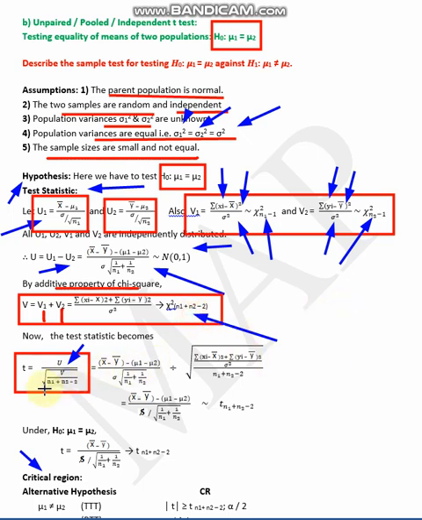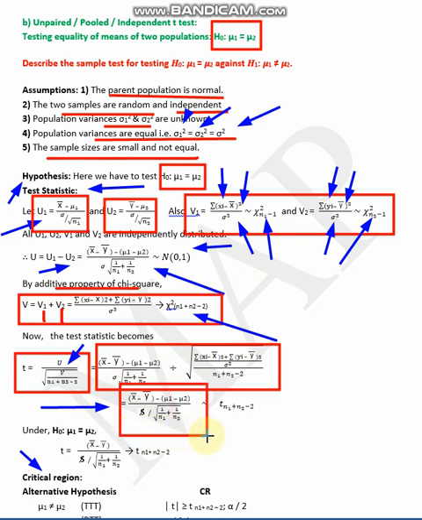Now I know what my t statistic is. This is my t statistic, u divided by square root of v upon n1 plus n2 minus 2. So put all these values of u and v. So I am getting this equation, and from this equation I can reduce this value. So what is my ultimate t value? My ultimate t value in this case becomes x bar minus y bar minus mu1 minus mu2 divided by s into square root of 1 upon n1 plus 1 upon n2, and this follows t with n1 plus n2 minus 2 degrees of freedom.